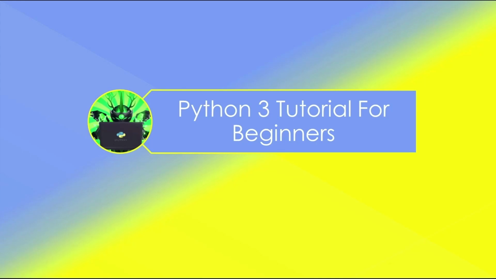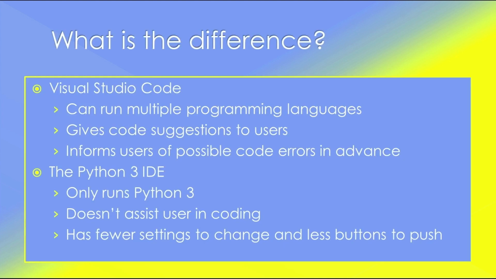In this video, we will be downloading Python 3 and Visual Studio Code. You may be wondering, what is the difference between the average Python 3 IDE and Visual Studio Code? Well, though the Python 3 IDE does run Python, it is also literally only meant for Python, and no other programming language. Meanwhile, Visual Studio Code can run multiple programming languages with one IDE, saving time for those who are interested in programming in multiple languages, not just Python.